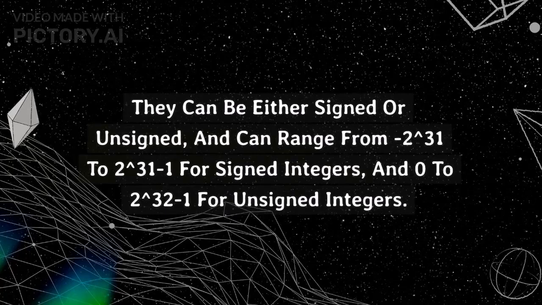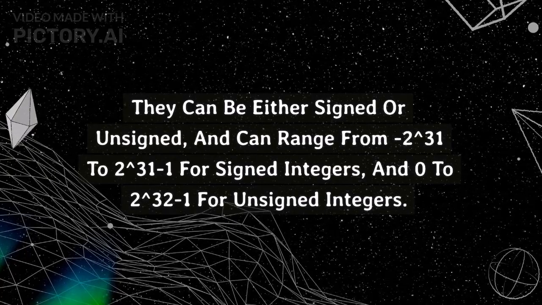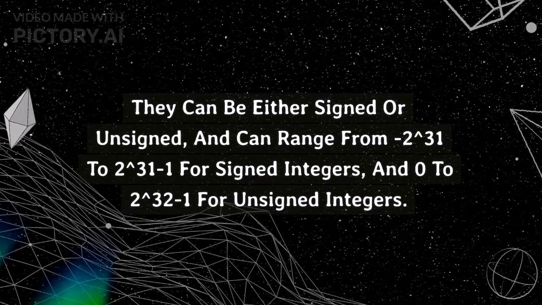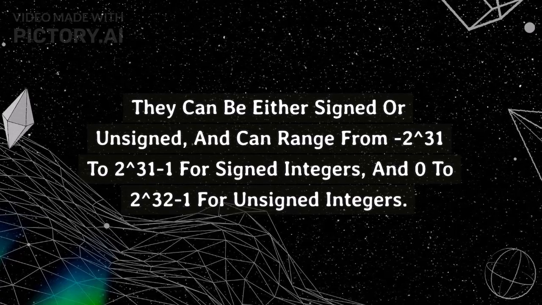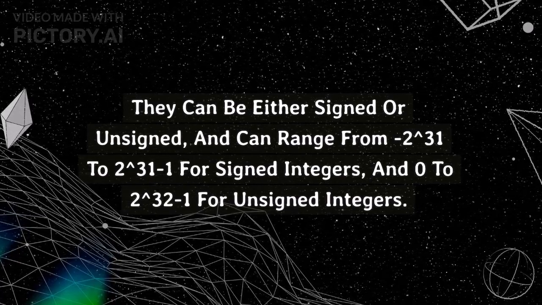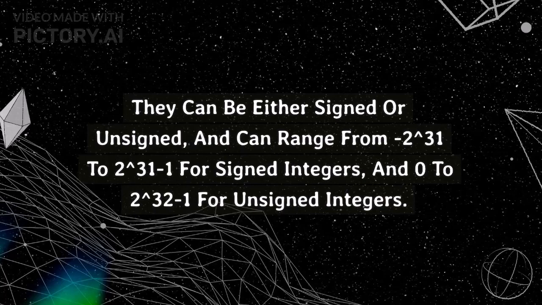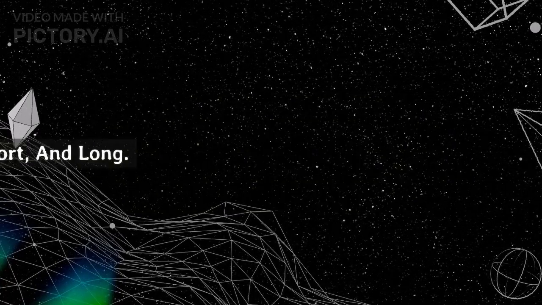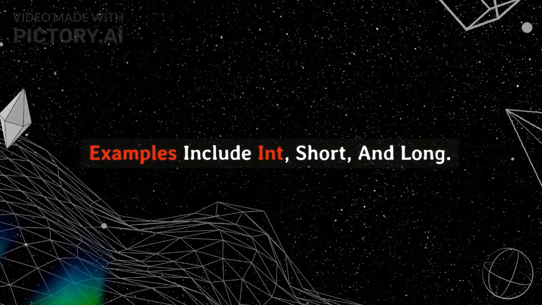They can be either signed or unsigned, and can range from -2 to the power of 31 to 2 to the power of 31 minus 1 for signed integers, and 0 to 2 to the power of 32 minus 1 for unsigned integers. Examples include int, short, and long.